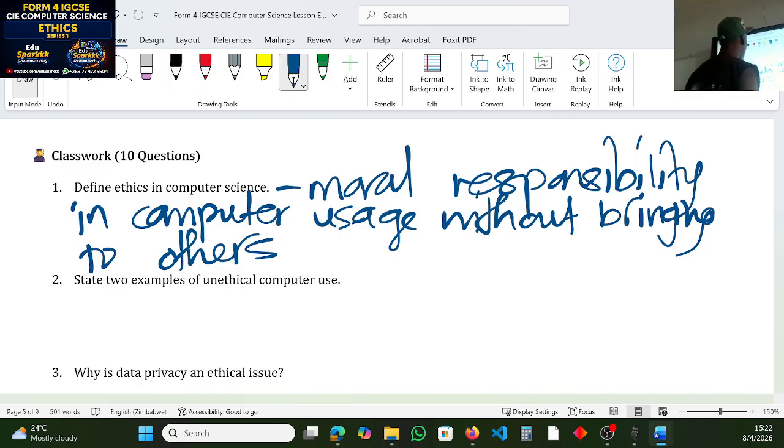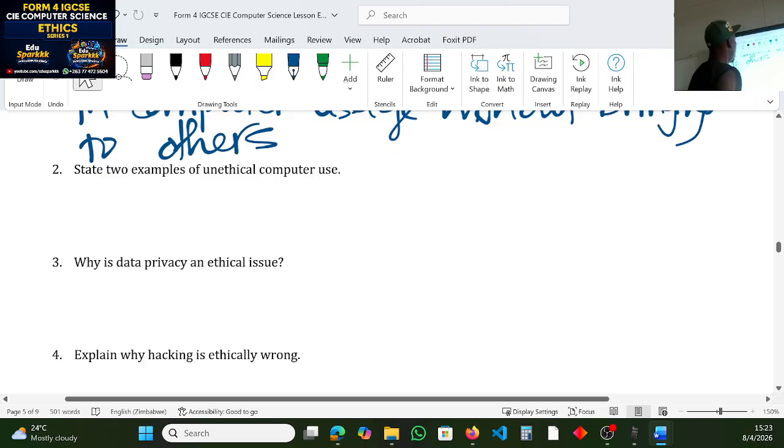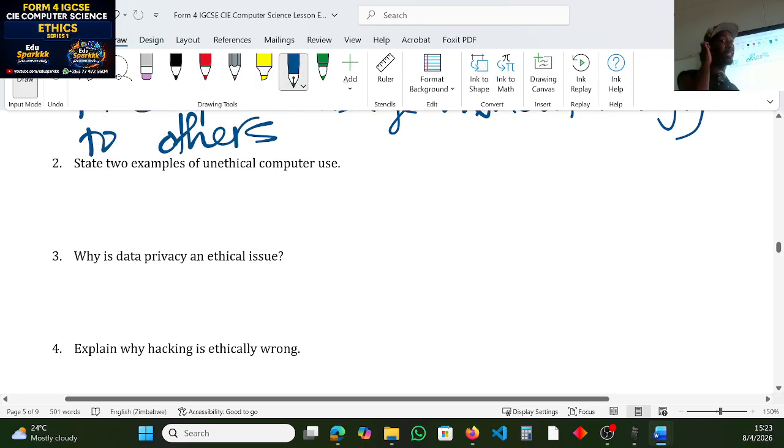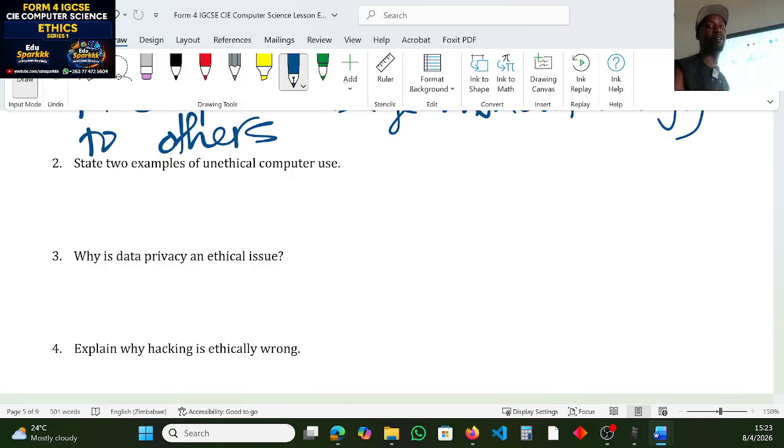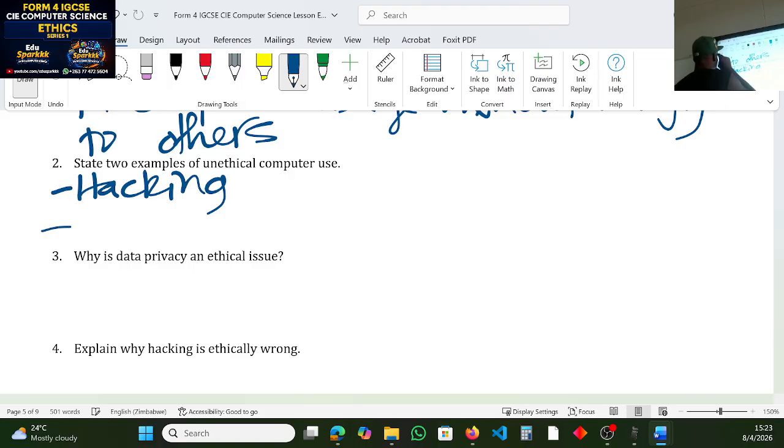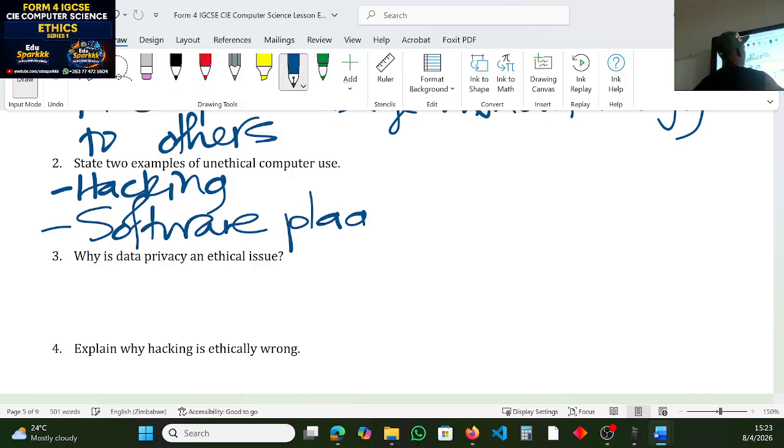Then we want two examples of unethical computer usage. I think we spoke about them earlier. We can talk of plagiarism. Plagiarism is an unethical act because this is work that has been created by someone. Or sometimes we can think of hacking. You are getting into someone's information without consent. So we can look at hacking or software plagiarism. All these are examples of unethical computer use.